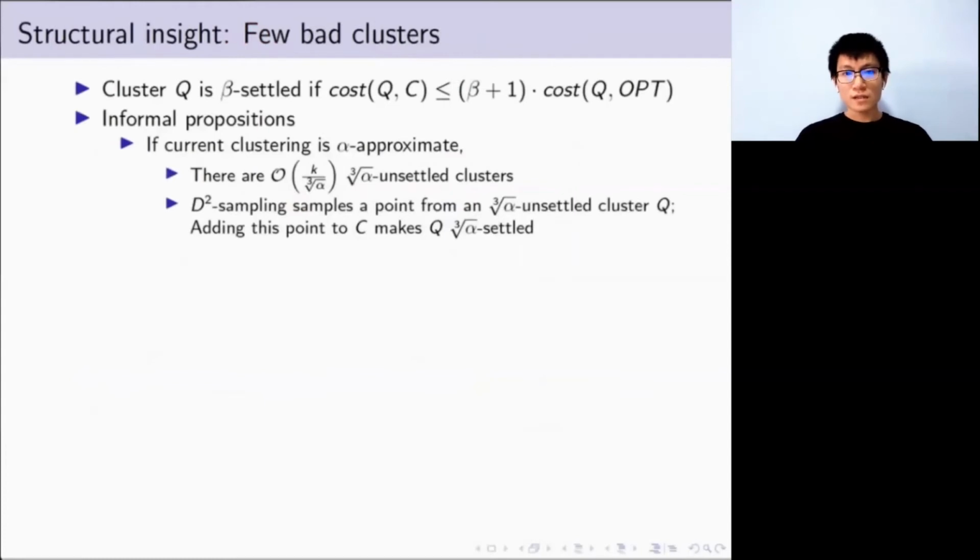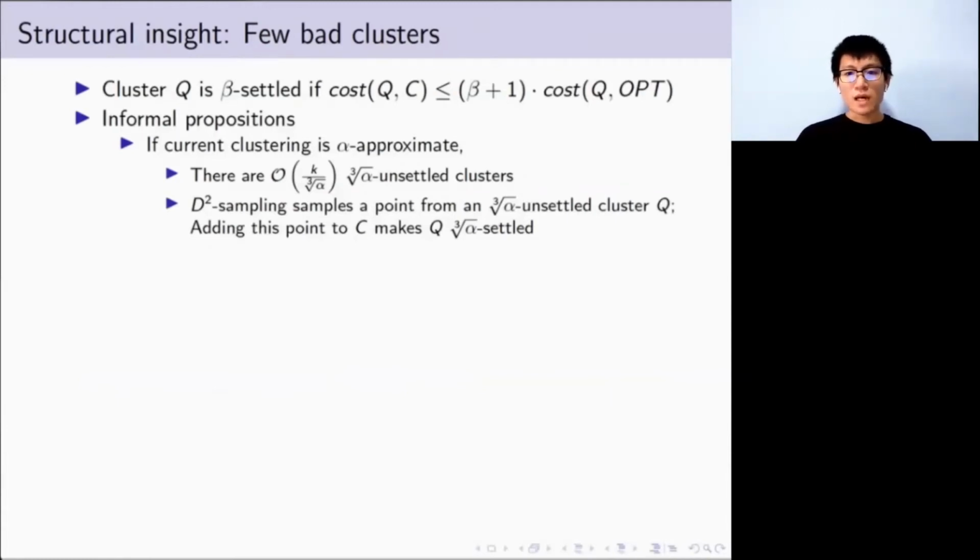Our refined analysis stems from the following structural insight of k-means++ and the d-squared sampling process. First, we generalize the notion of settledness to something called beta-settled. And what we can show is that if the current clustering is alpha approximate, then there are not too many unsettled clusters, and d-squared sampling will pick a point from something that's unsettled and make it settled.